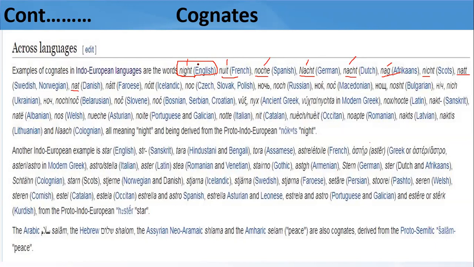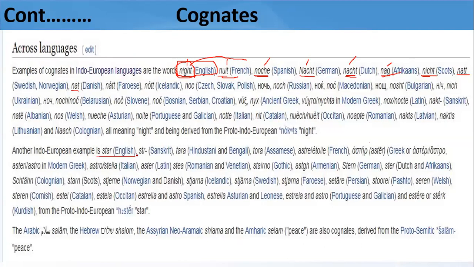Fine. Or we may simply say that the cognate of the English word night in French is nuit. The cognate of the English word night in the Spanish language is noche. It is nacht in German. It is nacht in Dutch. The cognate of the English word night in Afrikaans is nag. In the Scottish language, it is nicht, and so on and so forth. Fine. Let's look at another example.